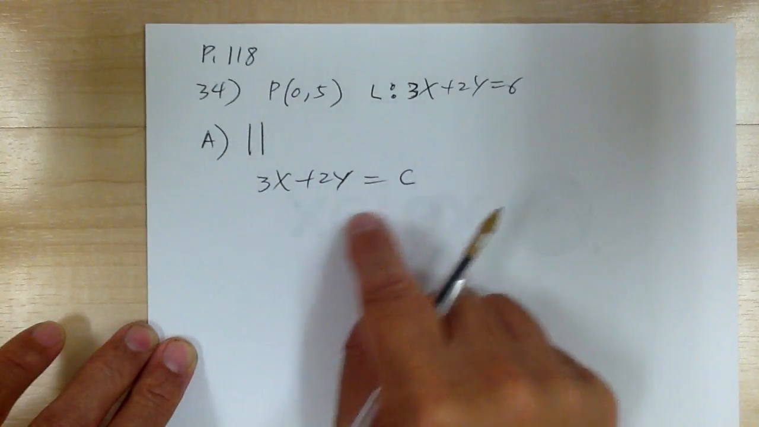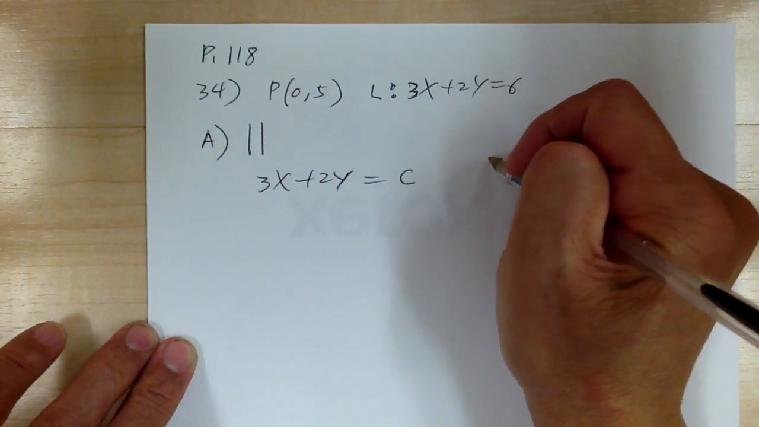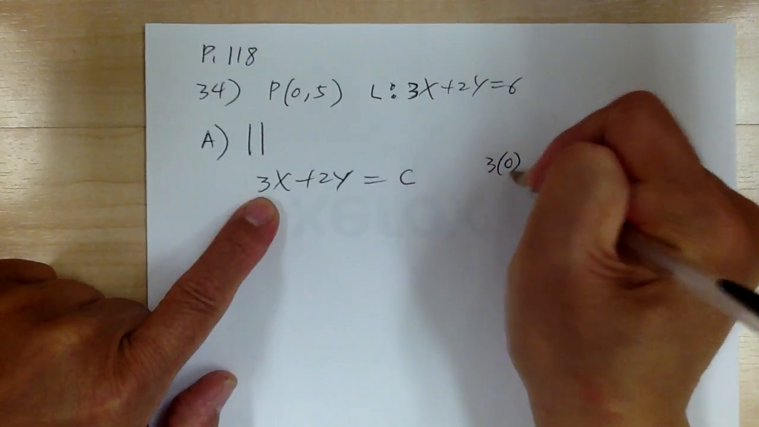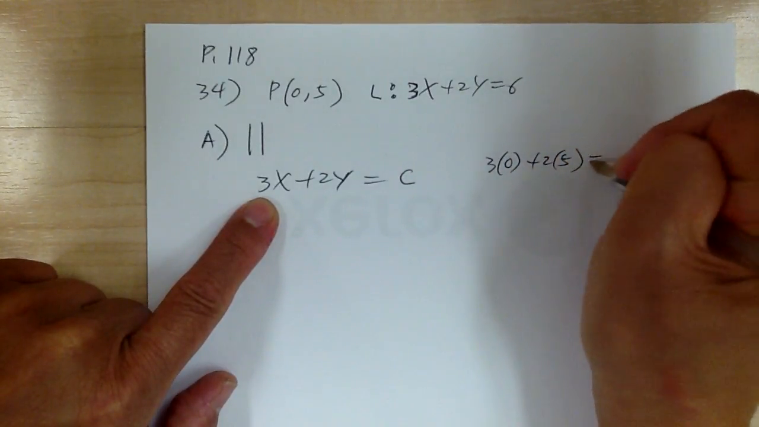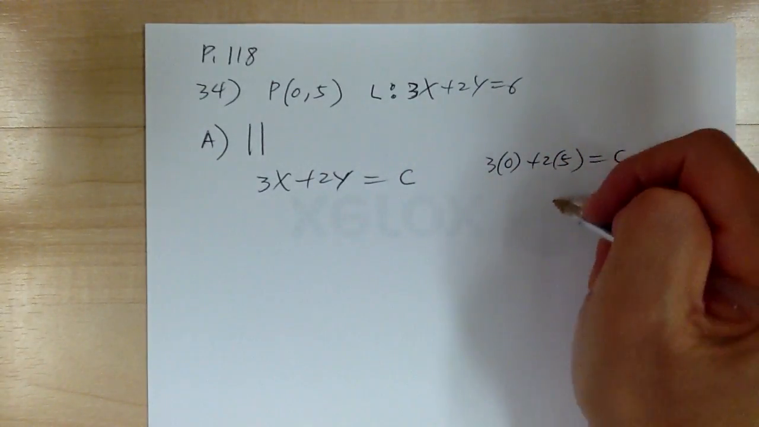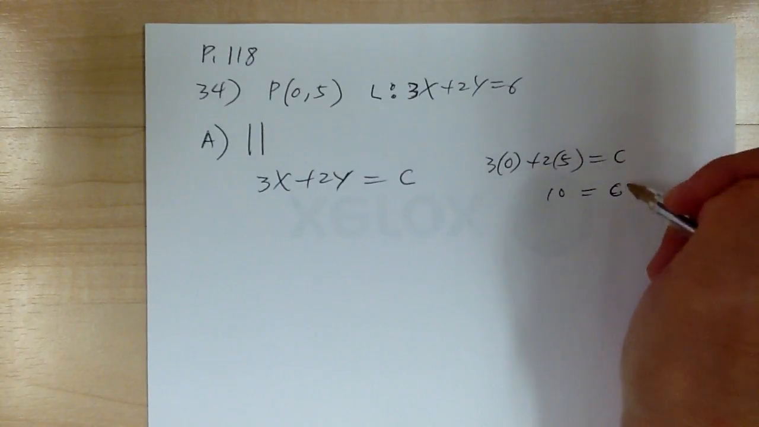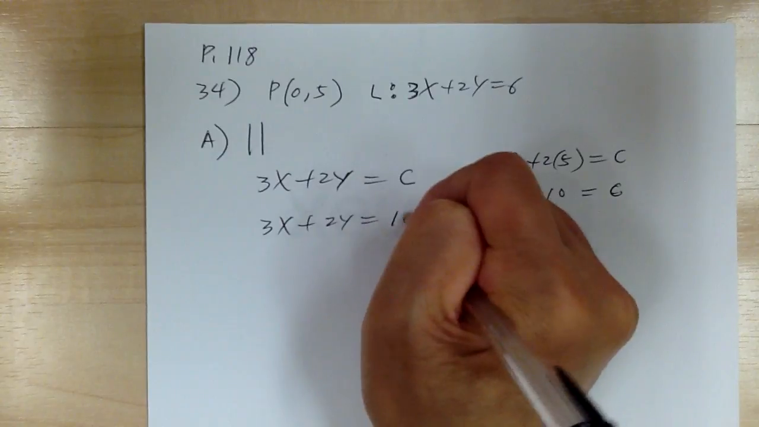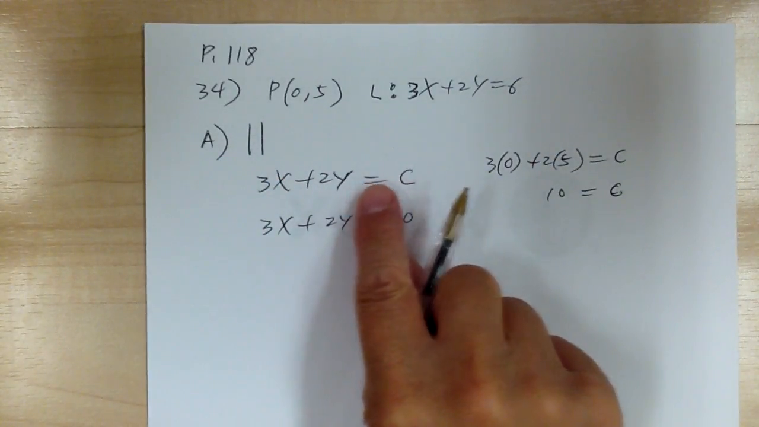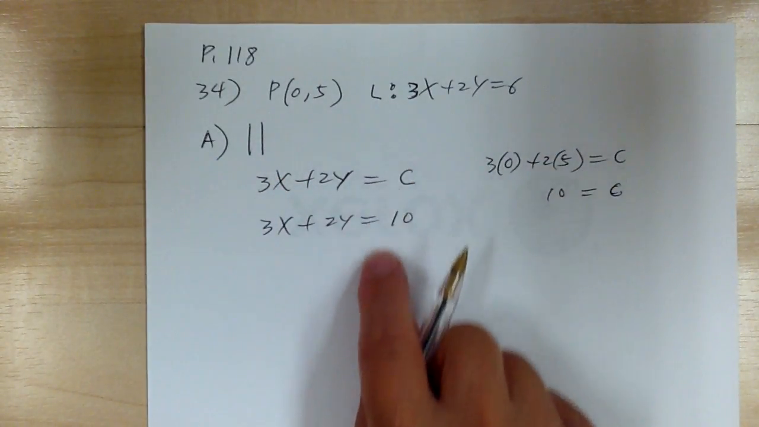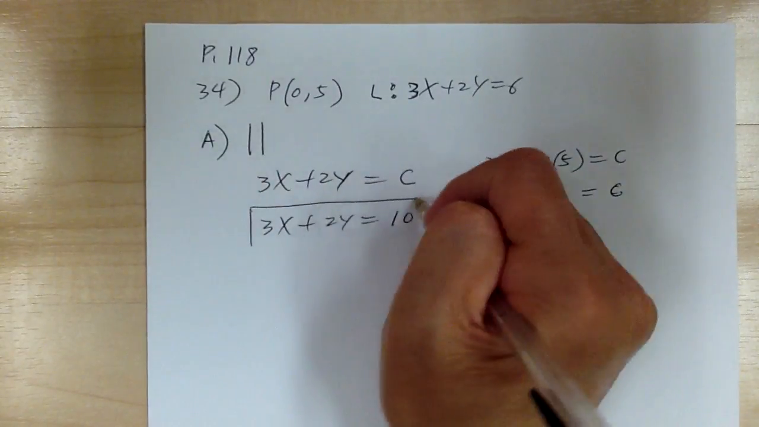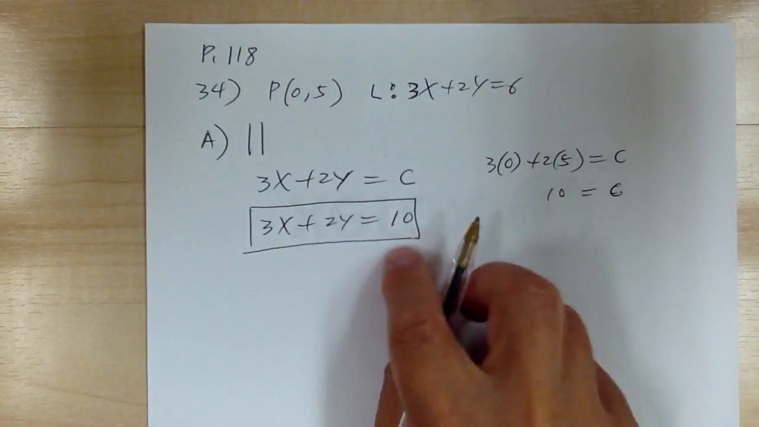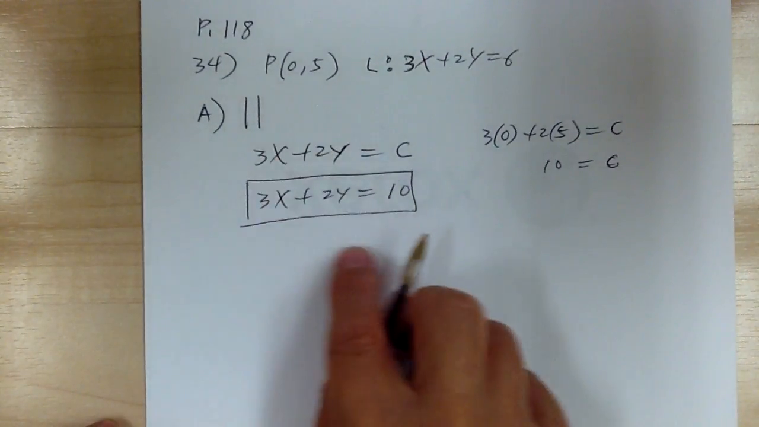So now to avoid confusion, you want to go off to the side. So you're going to get 3 times 0 plus 2 times 5 equals c. Okay? So you're going to get 10 equals c. So once you find 10 equals c, you put it over here. Again, you do the minor step on the side so you don't clutter up your major steps, so you don't get confused, so you don't lose track of what you're doing. Okay? So that's for parallel.